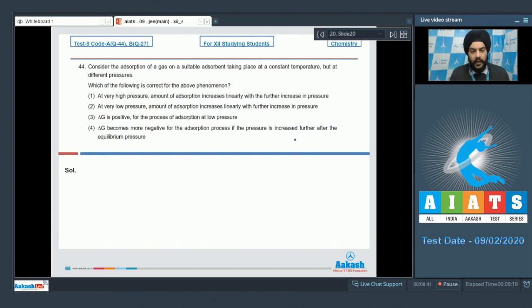Question number 44. Consider the adsorption of a gas on a suitable adsorbent taking place at constant temperature but at different pressures. The examiner seems to be interested in the adsorption isotherms. Which of the following is correct for the above phenomena? Students, if I talk about the adsorption isotherm, we know that we have a graph of this nature. So option 1 says at very high pressure the amount of adsorption increases linearly with the further increase in pressure. So this is not correct, students.